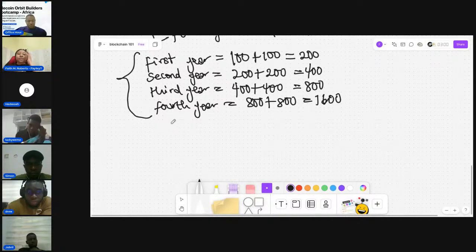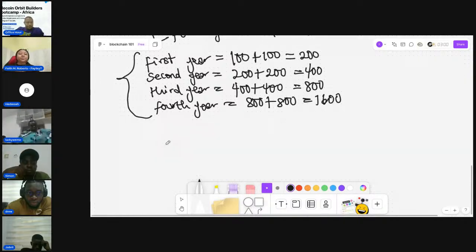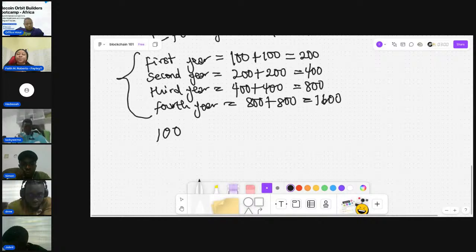Now, in normal mathematics, we can use the formula where when you're calculating exponents, you pick the principal or the initial amount, and then with the mathematical formula, look through the exponents in the example.